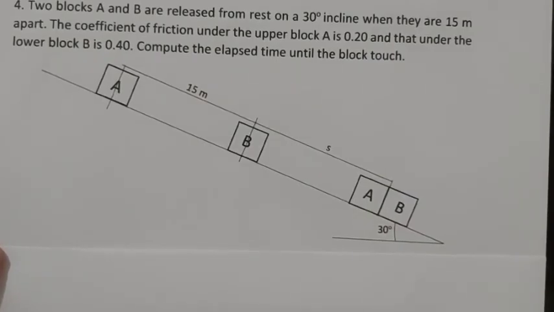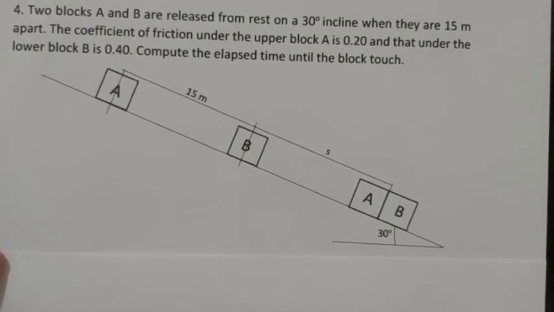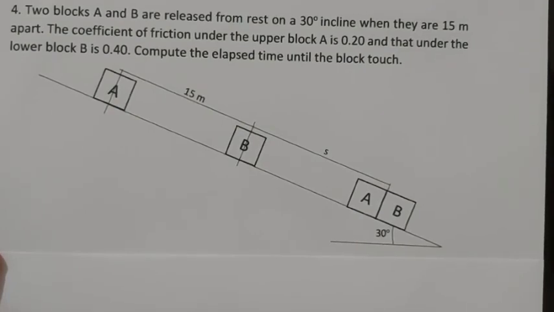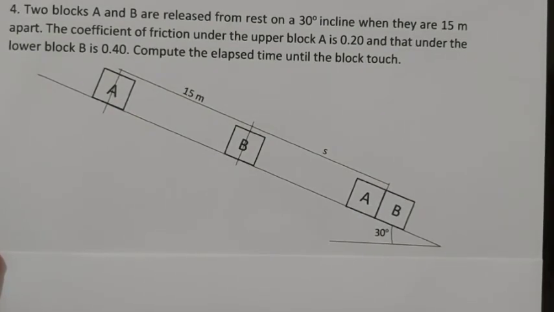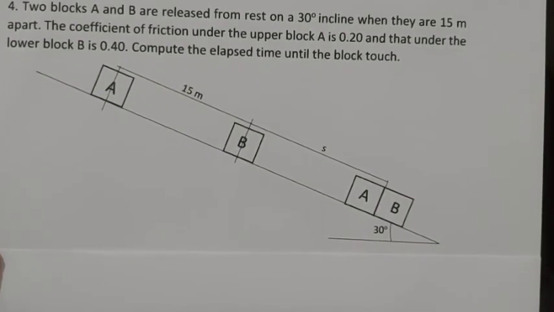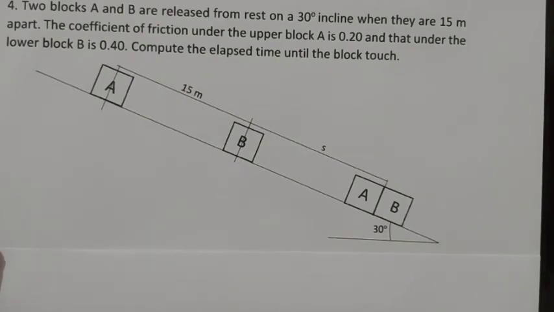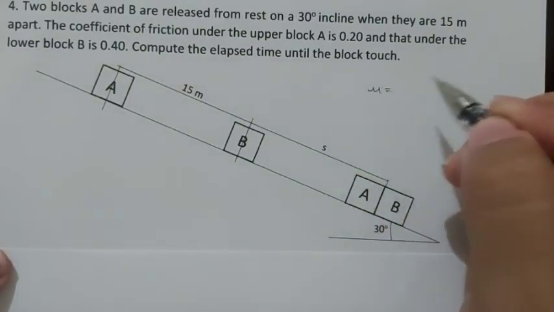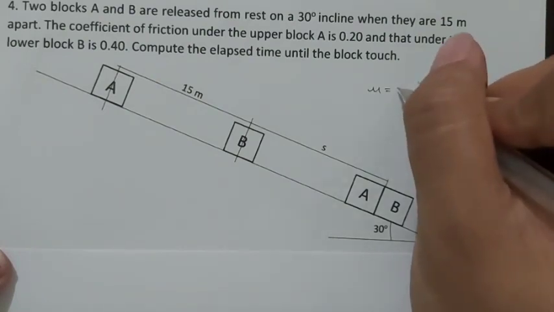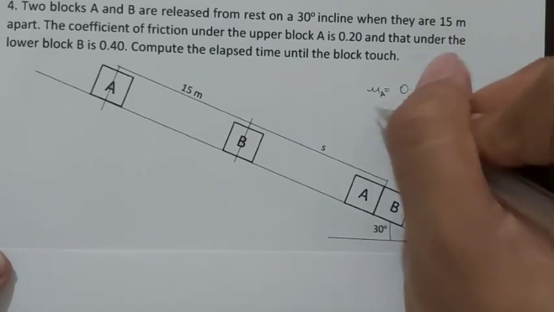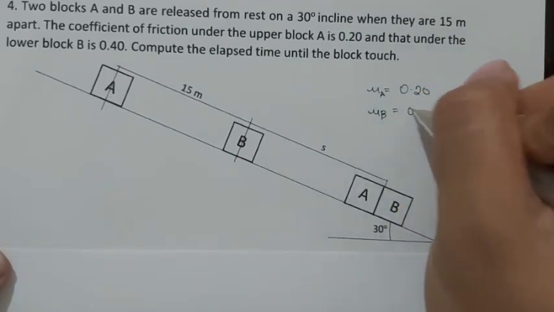Okay, problem number 4. Two blocks A and B are released from rest on a 30 degrees incline when they are 15 meters apart. The coefficient of friction under the upper block A is 0.20 and that under the lower block B is 0.40. So, compute the elapsed time until the blocks touch. Okay, so we have given tayo na coefficient of friction. For A, it is equal to 0.20, and then for B, we have 0.40.